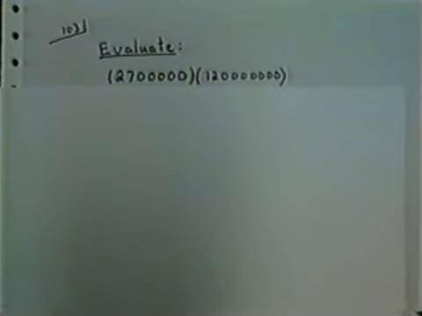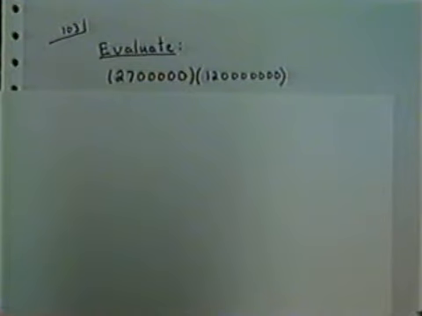Now we get to the real fun part of today's lesson. That is evaluating very large or very small numbers. Let's evaluate 2,700,000 times 120 million. So that's 27 with 1, 2, 3, 4, 5 zeros times 12 with 1, 2, 3, 4, 5, 6, 7 zeros. So we want to evaluate that.